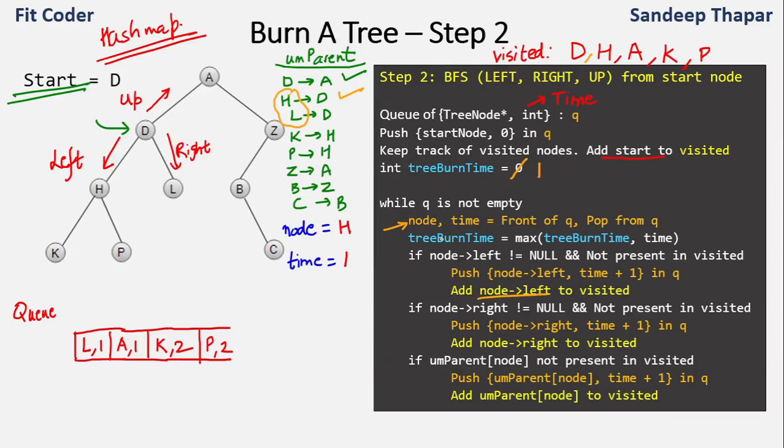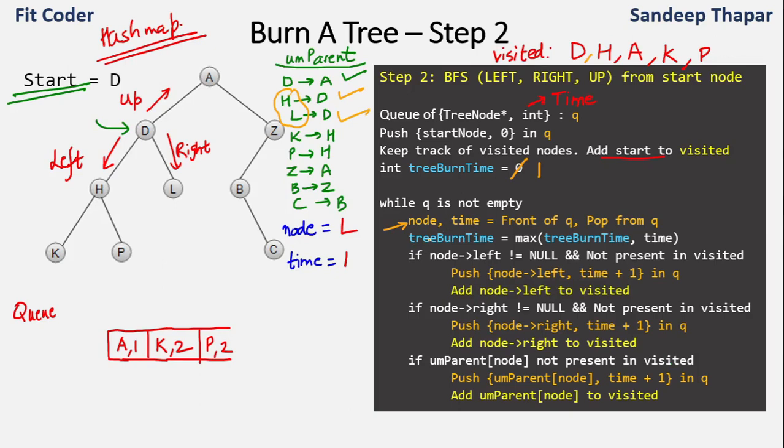In the next step, we check the front of the queue, which is L, 1. Then we check tree burn time, so it is the maximum of 1, 1, so it remains 1. Then we check left of L, which is null, so this if condition is false. We check right of L, which is also null. And then we check parent of L, which is D. So D is already in visited, so this if condition is also false.